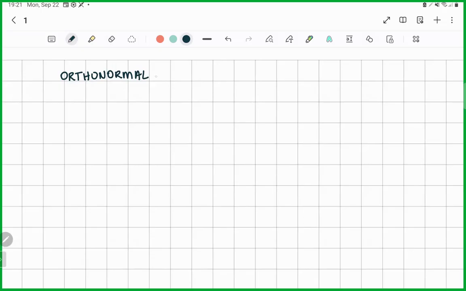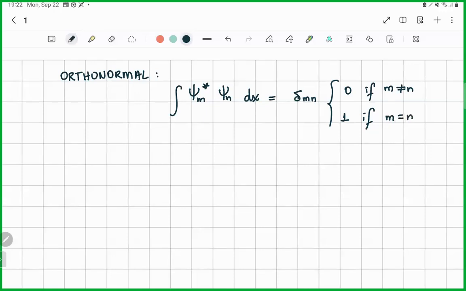Now, what is the equation that we use here? We have psi m complex conjugate psi n in this integral. We say that the solution of this integral is the Kronecker delta. What does the Kronecker delta mean? That this result is 0 if m is different from n, and this is 1 if m is equal to n. And so if m and n are different, these solutions are orthogonal. This integral is 0. And if m and n are equal, then it is the normalization that we're familiar with.